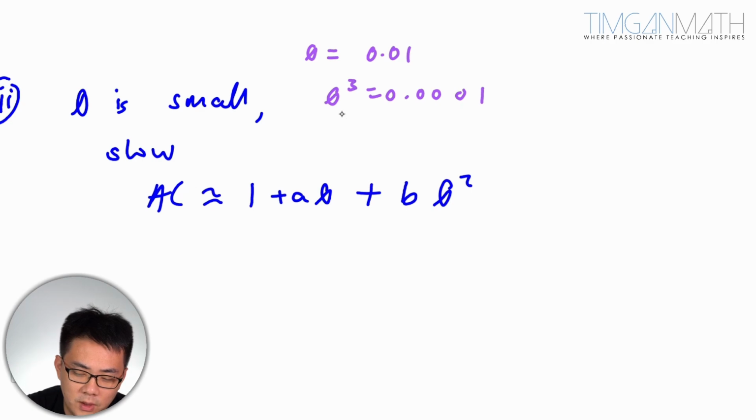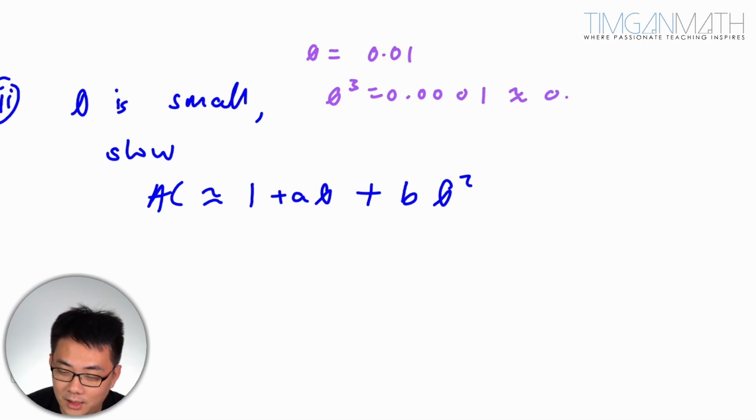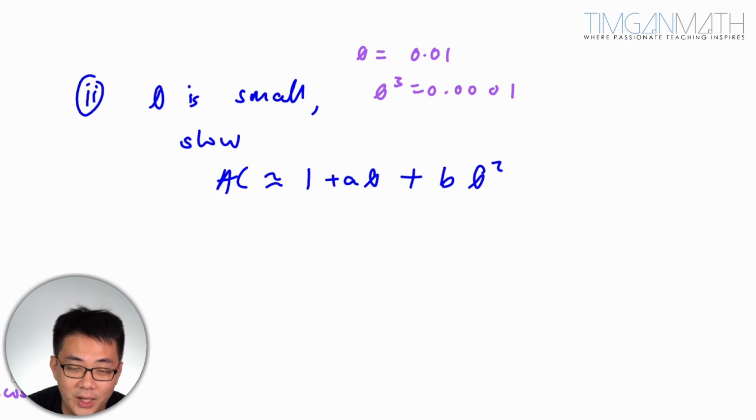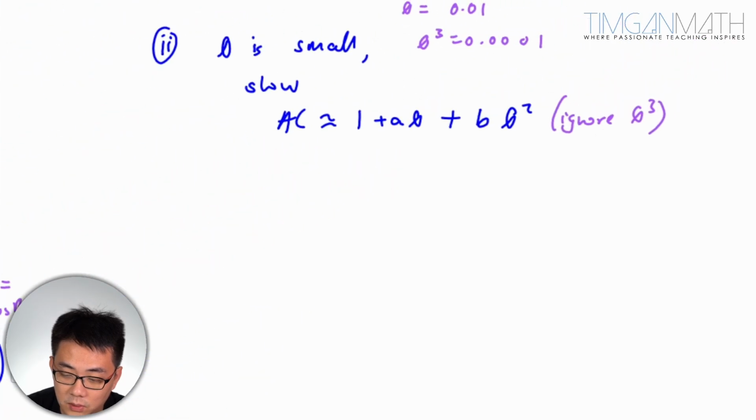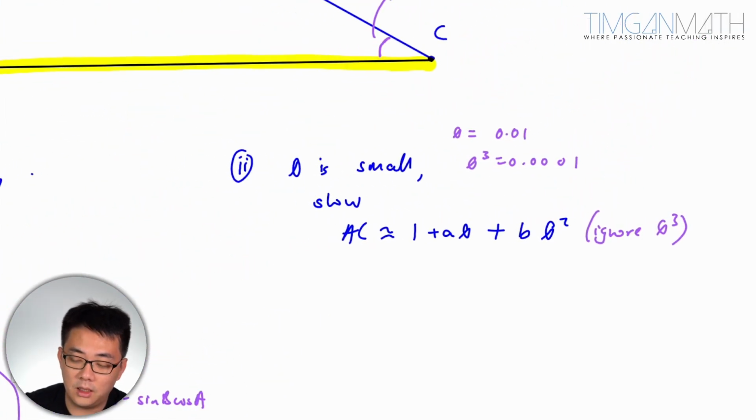0.1. Theta to the 4 will be even worse, it will be smaller. So this is very close to 0. Not really, but in the grand scheme of things it is very negligible. But anyway, the clue is that this tells you to ignore theta cube, because it only expands on theta square. So that's the clue there. Now how do we derive that?